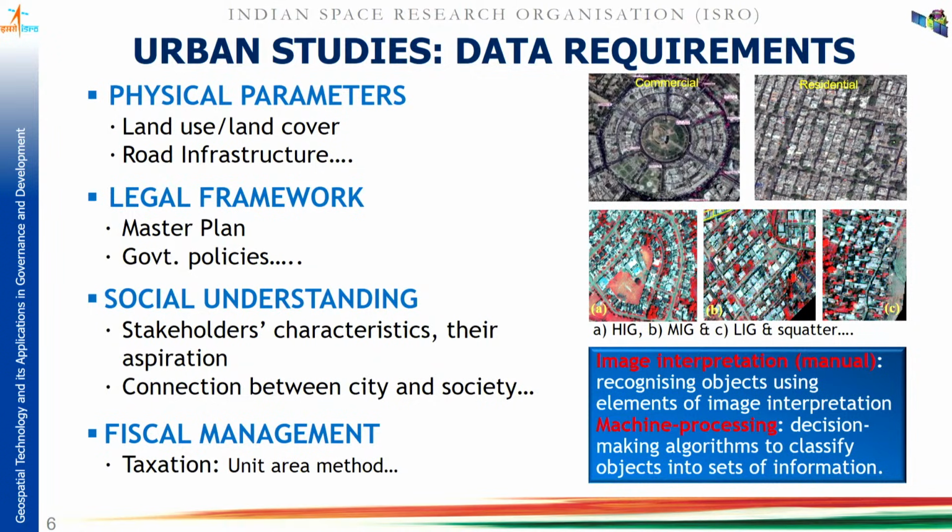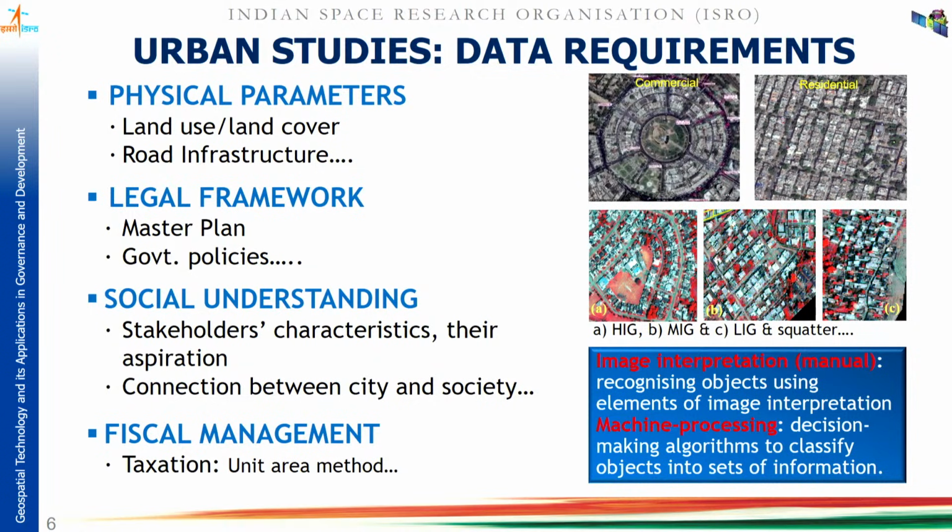Social understanding, that means the stakeholders' characteristics and their aspirations, and the connection between the city and the society. And lastly, it is the fiscal management, especially the taxation. How using remote sensing we can ensure a better tax collection by the municipalities. So, in order to address these physical parameters, the legal framework, the social understanding, and the fiscal management, we require remote sensing data sets. The remote sensing data sets can help in basically all of these four aspects of urban planning.